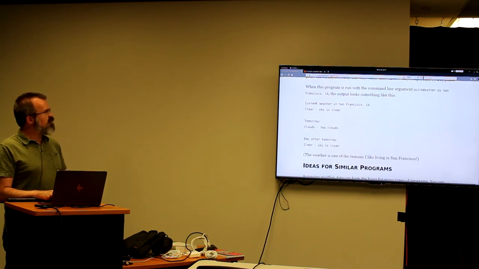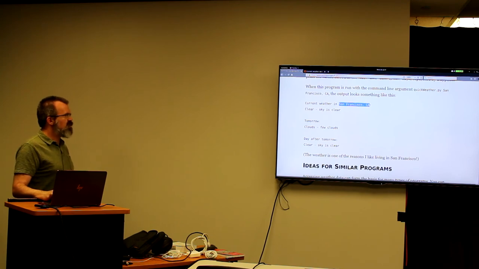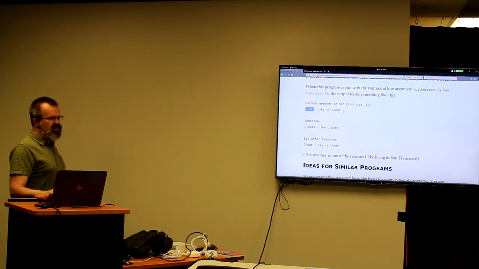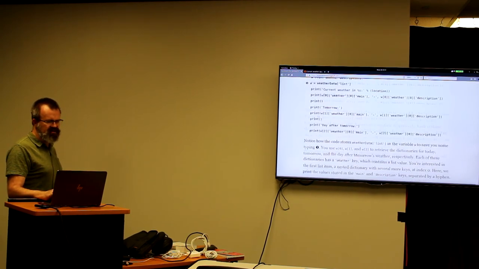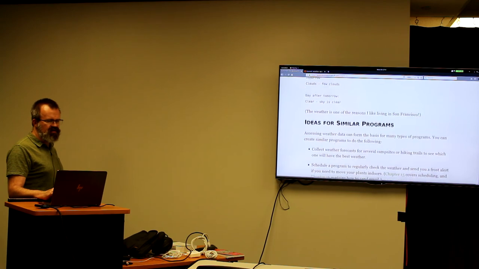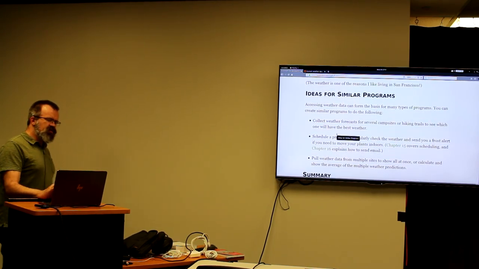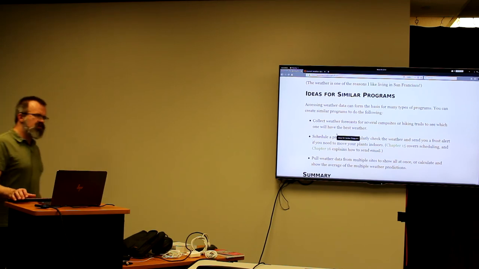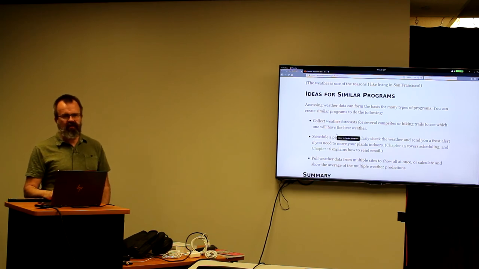And so here's his output. The current weather in the city that he provided, clear is the value that's tied underneath main. It's the main description of the weather. And then it says sky is clear. Tomorrow, clouds, few clouds. Day after tomorrow, clear, sky is clear. Okay. So that gives you a walkthrough of how you might use JSON if you wanted to write something that would call a JSON endpoint, a JSON web service.